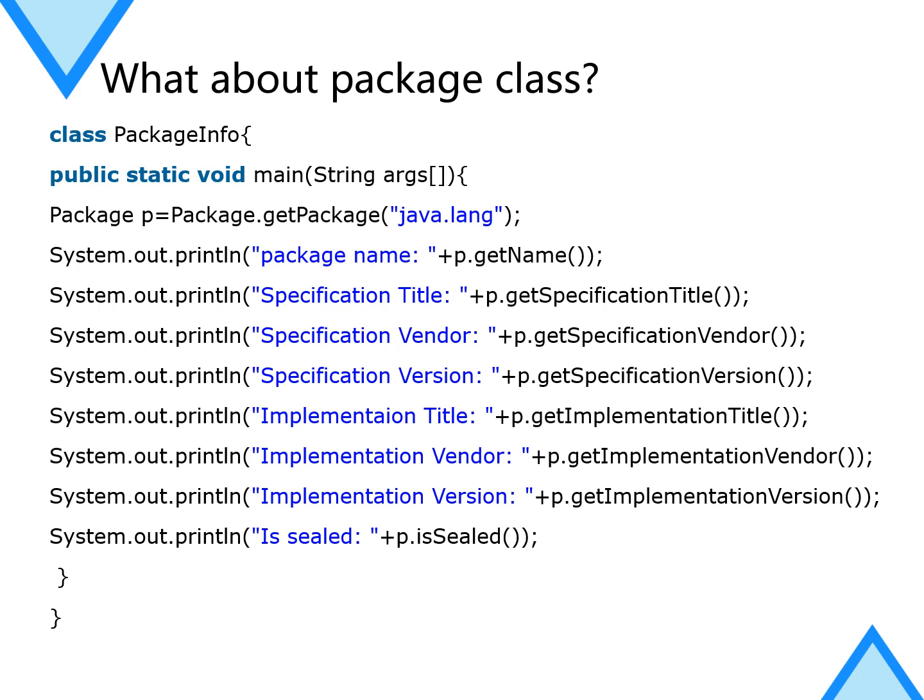There are two things, the specification and the implementation. So we are going to show the title of the implementation, the title of the specification, the vendor of the implementation, the vendor of the specification, and the version of the implementation and specification. And then we check whether the package is sealed or not, so it will return true or false. Let's see the output of this Package class.